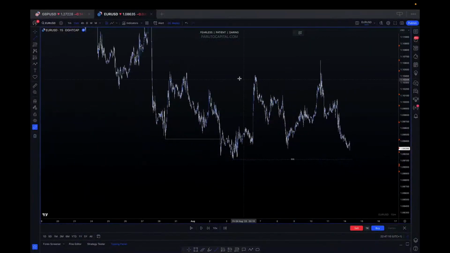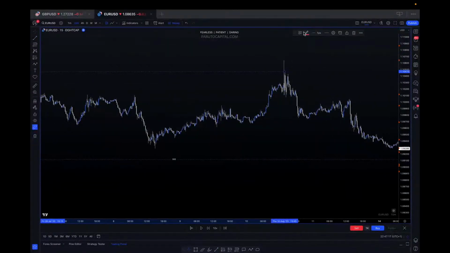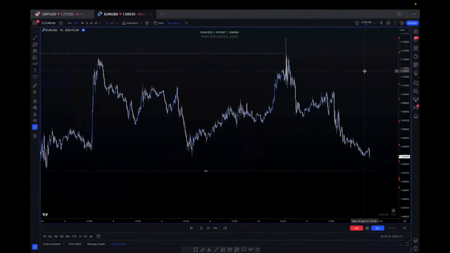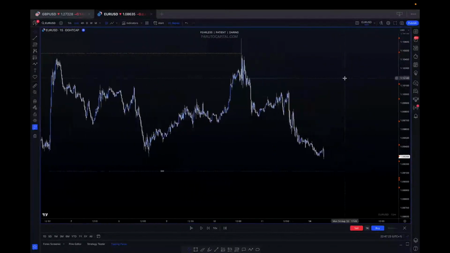Now we can see also that this high is the high that wasn't taken out. You can see price failed to close above it. So that's a sweep of liquidity on the 15 minutes, right? So we have that clearly in place.